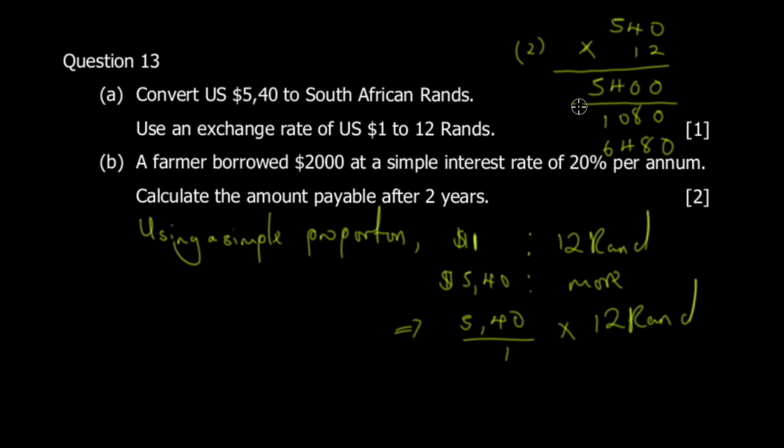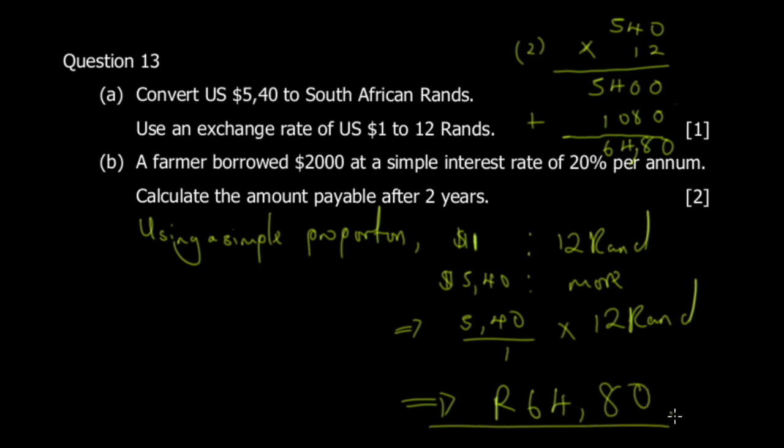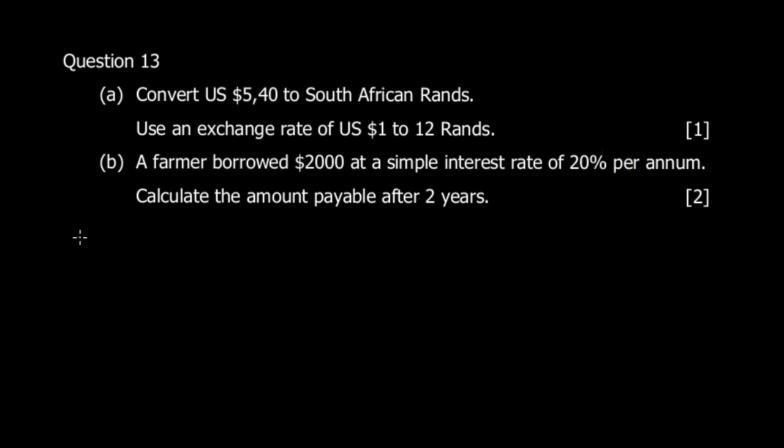Okay, let me just rub this off first. So this one was supposed to be like this, and then you'd have this, and two decimal places, it comes off like this. So how much do you get? 64.80 rand. And you're done.